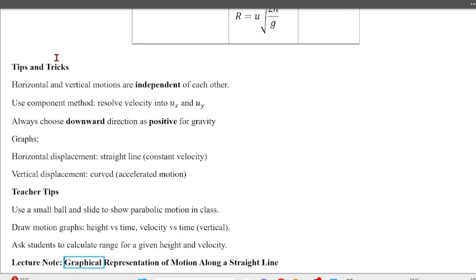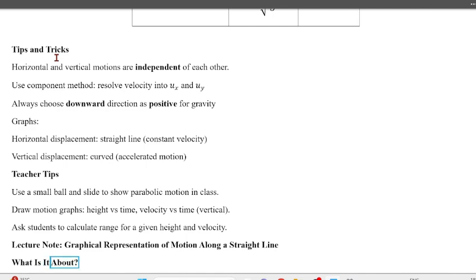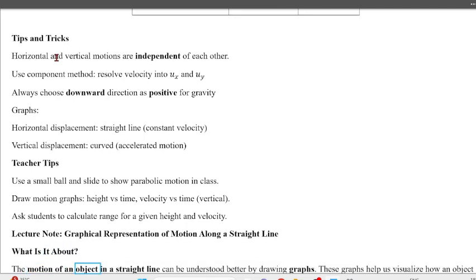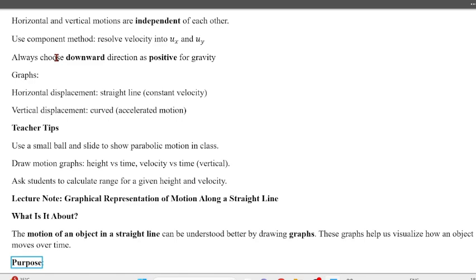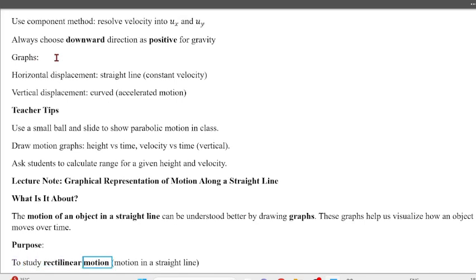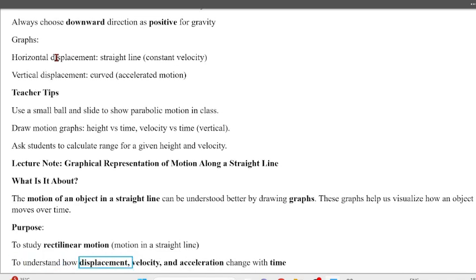Lecture note: graphical representation of motion along a straight line. What is it about? The motion of an object in a straight line can be understood better by drawing graphs. These graphs help us visualize how an object moves over time. Purpose: to study rectilinear motion in a straight line, and to understand how displacement, velocity, and acceleration change with time.